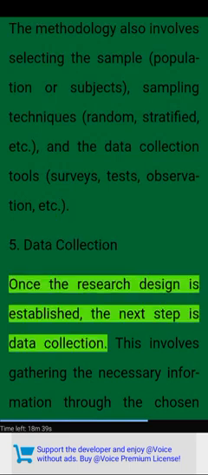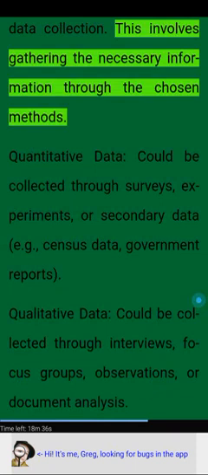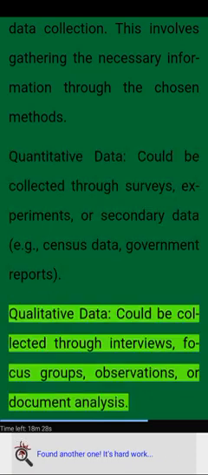5. Data collection. Once the research design is established, the next step is data collection. This involves gathering the necessary information through the chosen methods. Quantitative data could be collected through surveys, experiments, or secondary data, e.g., census data, government reports. Qualitative data could be collected through interviews, focus groups, observations, or document analysis.